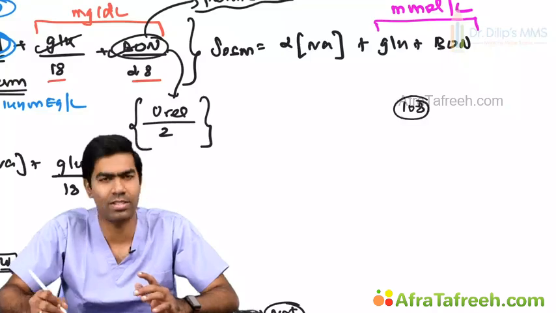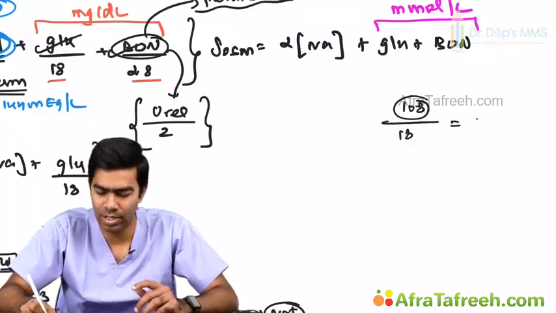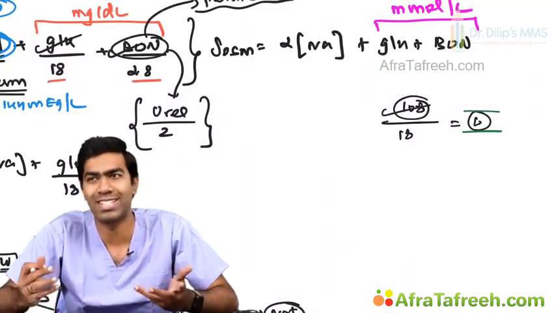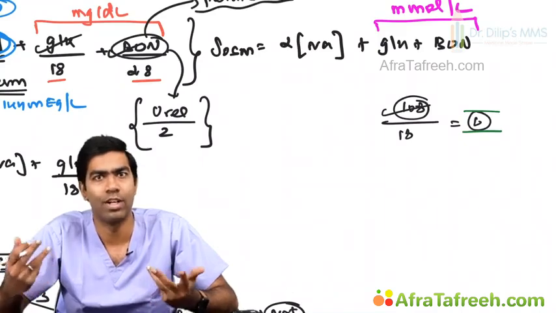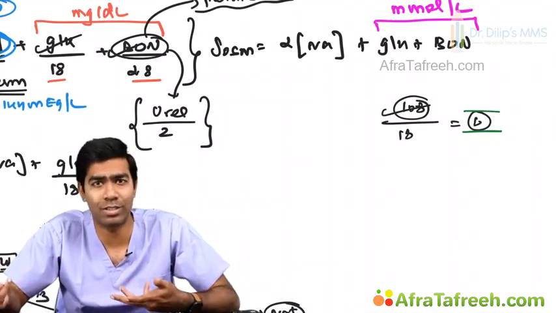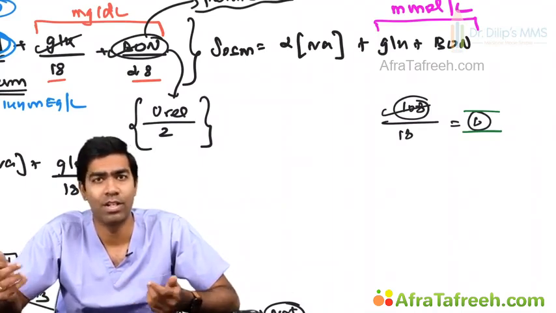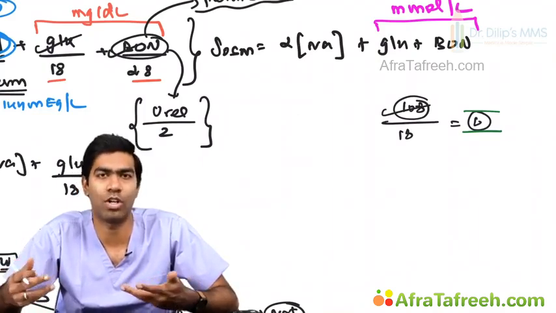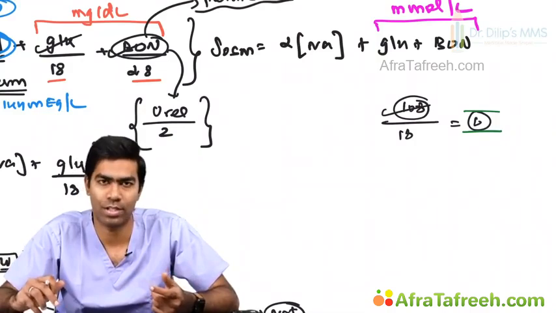For example, let us take a glucose of 108, which is normal, divided by 18, is going to be 6, which means glucose is contributing only up to 6 points in the 280 or 290. 280 is contributed by the sodium and only 6 or 7 at physiological stage is contributed by the glucose, which means it's not that much of a contributor of serum osmolality under physiological states.